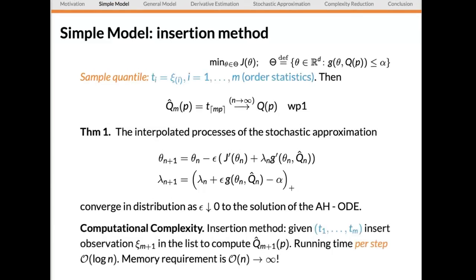Well, I need all the samples. So at step 100, I need 100 observations. At step 200, I need the 200 observations. So in principle, the memory explodes. I can't really continually work on this algorithm because the memory requirements are going to make it explode.